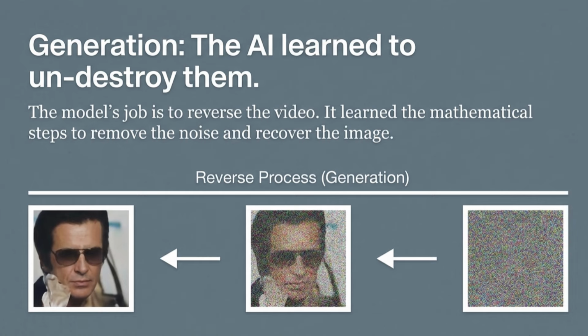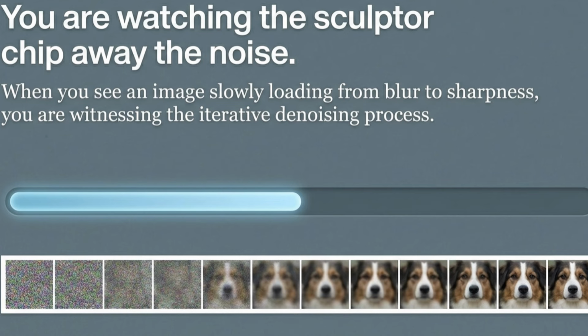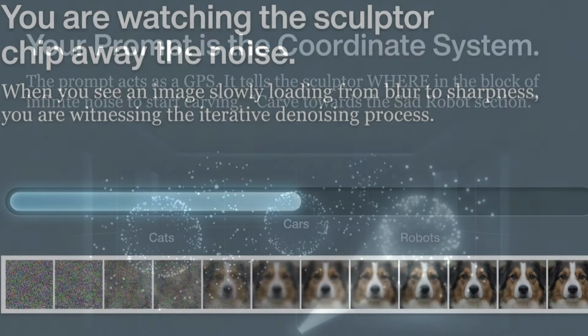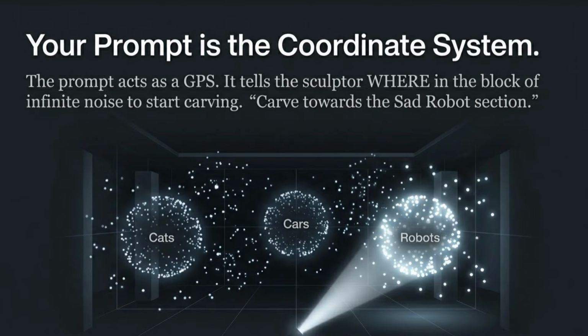The AI just learned to reverse that, to subtract the noise step by step and recover the image. So when I see that loading bar on an image generator and the picture gets clearer and clearer, you are watching the sculptor chipping away the noise, revealing the image that matches your prompt's coordinates in the grocery store.